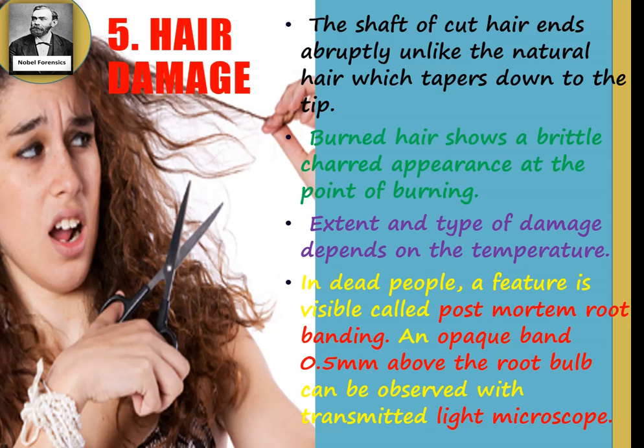And in dead people, a feature is visible that is called post-mortem root banding. It is an opaque band 0.5 mm above the root bulb, which can be observed with a transmitted light microscope. It is shown only in dead people, and this is called post-mortem root banding.